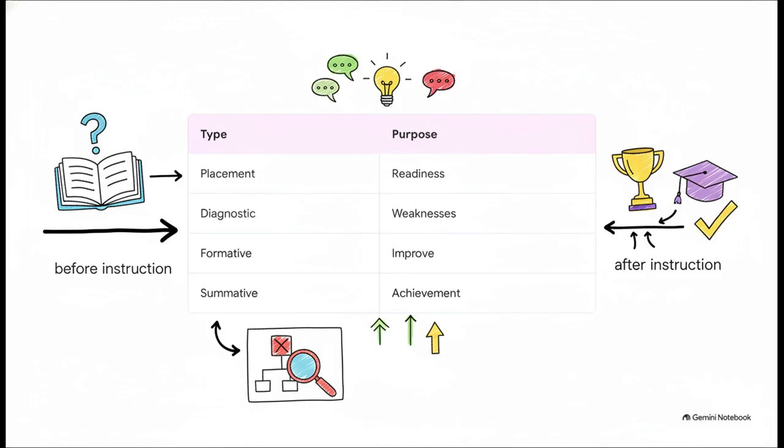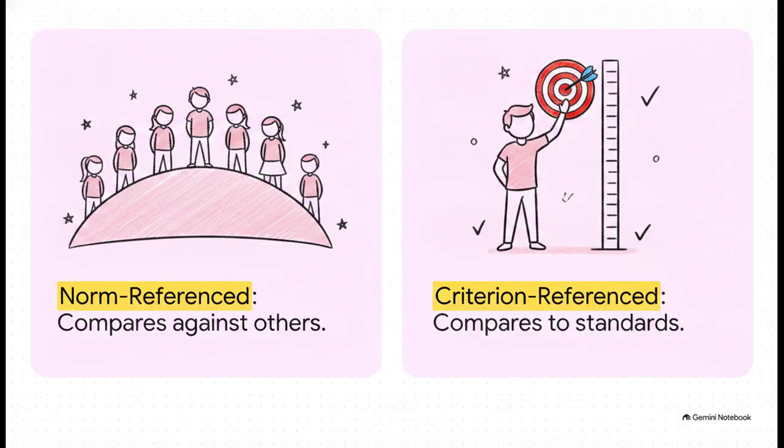Formative tests, like quick pop quizzes, happen during the lesson to improve learning on the fly. And finally, summative tests, like big finals, happen after to measure overall achievement. When interpreting those scores, teachers use two distinct lenses. The first is the norm reference test, which compares a student against other students. Think of it like grading on a curve, or being in the top 10% in your class.